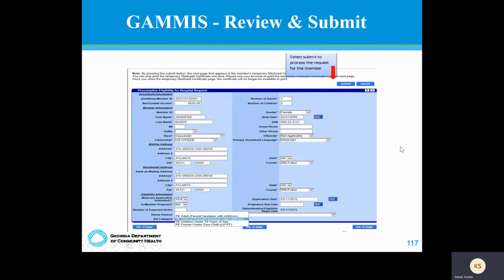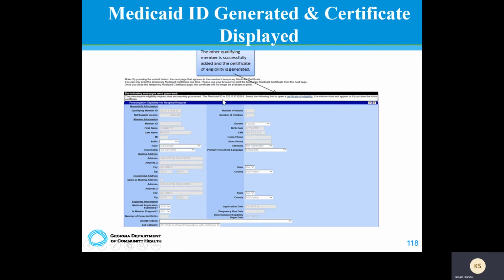And once you've reviewed it, you're going to hit submit. And then it will come up with the ID number if the system generated one, and then their certificate of eligibility. So that's for every person that you're adding. You're just going to go through the same process. You're just doing it for a different person, but it's the same process.